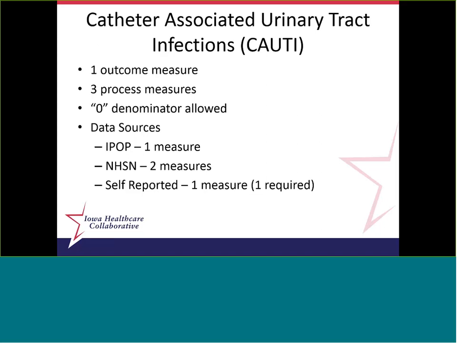This recording is on the Hospital Engagement Network, or HEN, measurement, Catheter-Associated Urinary Tract Infection. This measure has one outcome and three process measures. Zero denominator is allowed. Our data sources: one comes from IPOP, two come from NHSN, and one is self-reported.